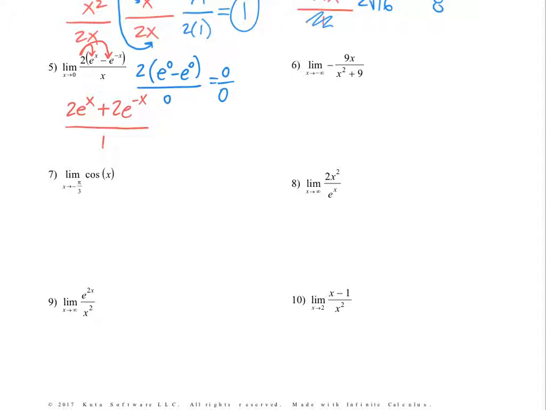I need to sub in a 0 now. When I sub in 0, I get 2e to the 0 plus 2e to the 0. And both of those e to the 0s are 1s, so I get 2 plus 2 equals 4.